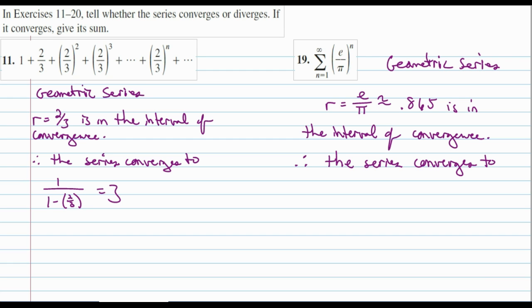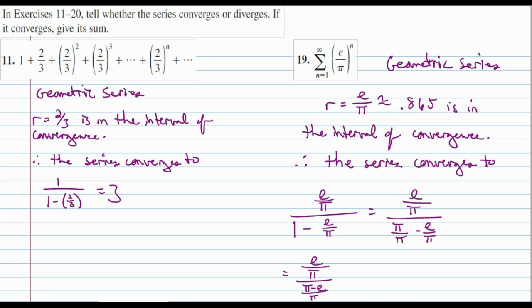Therefore, the series is going to converge to, okay, that first term, so if n equals 1, that first term is going to be e over pi. That's going to be over 1 minus the r value, which is also e over pi. So, let's try and work this out. First, I'm going to find a common denominator in the denominator. So I'm going to change 1 to pi over pi. Now I can combine those terms.